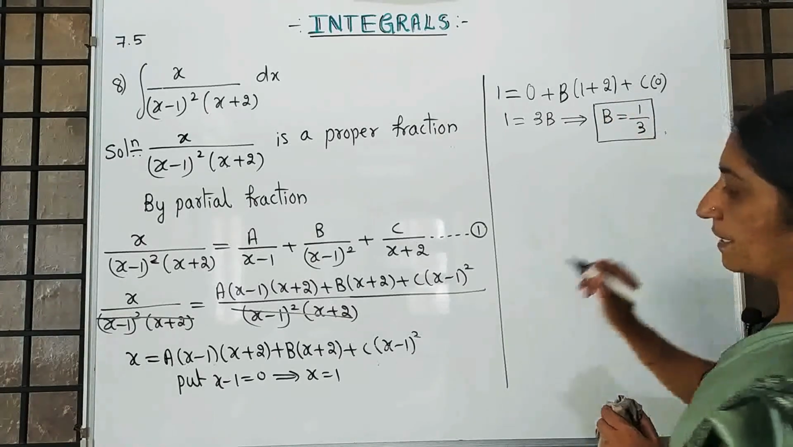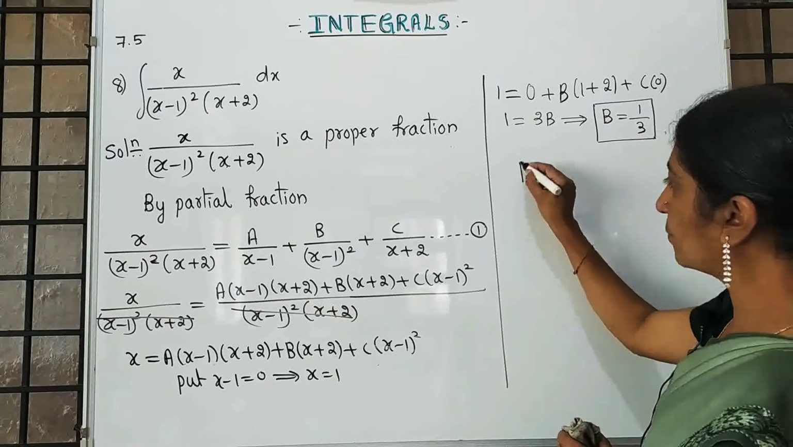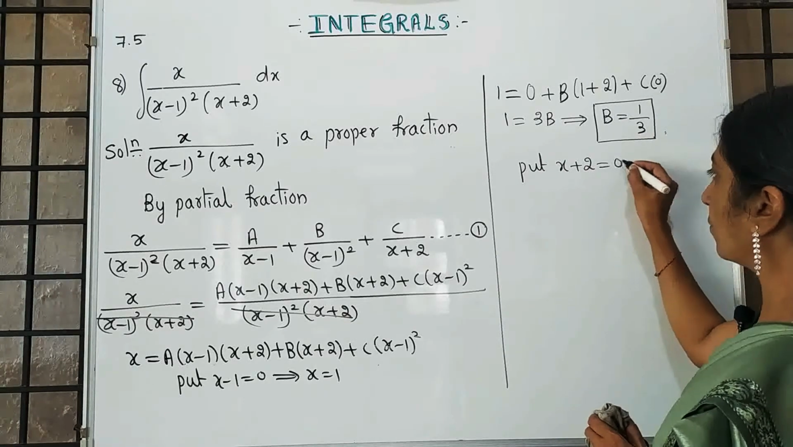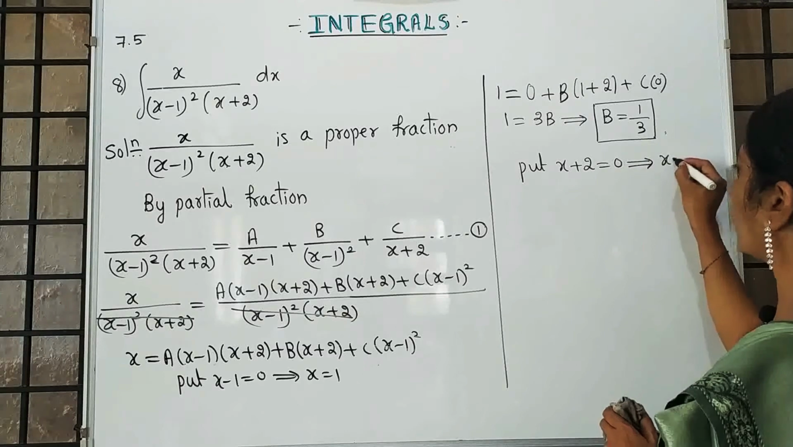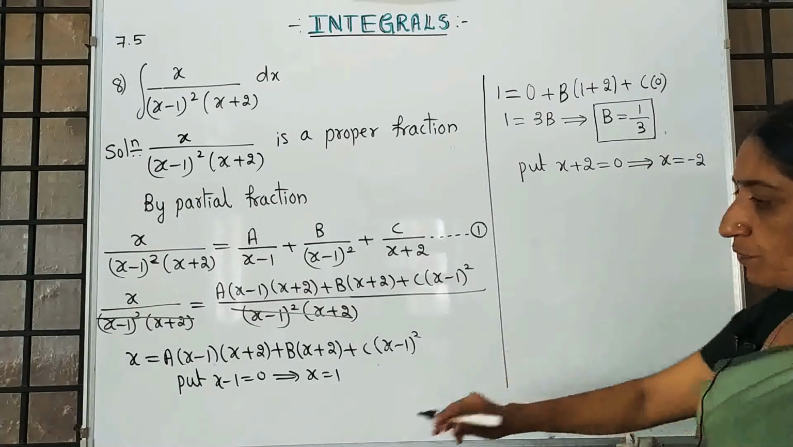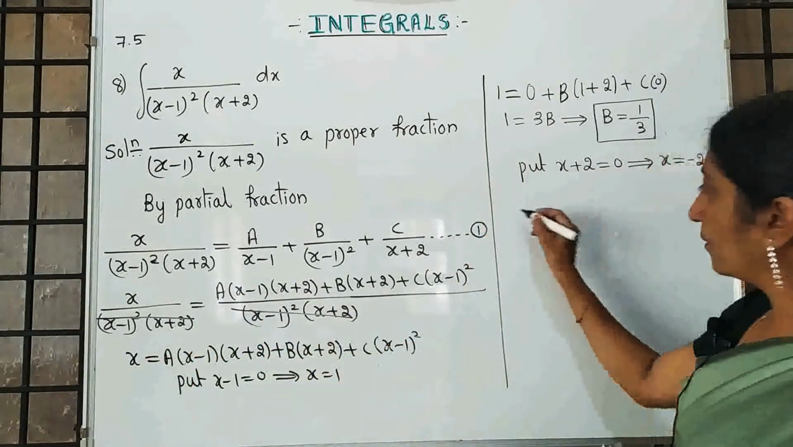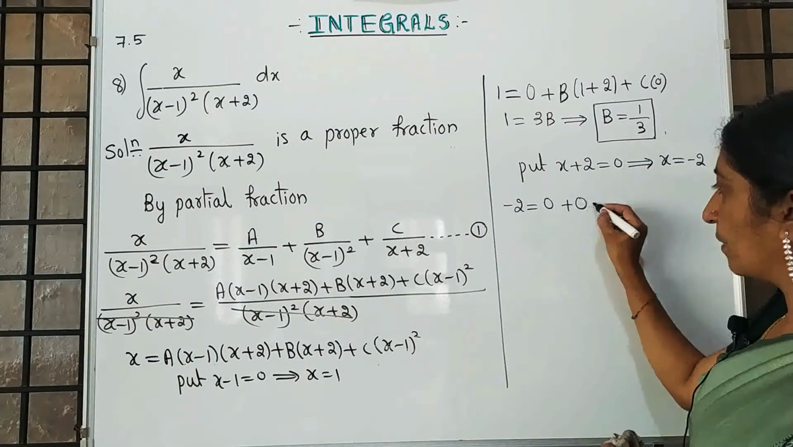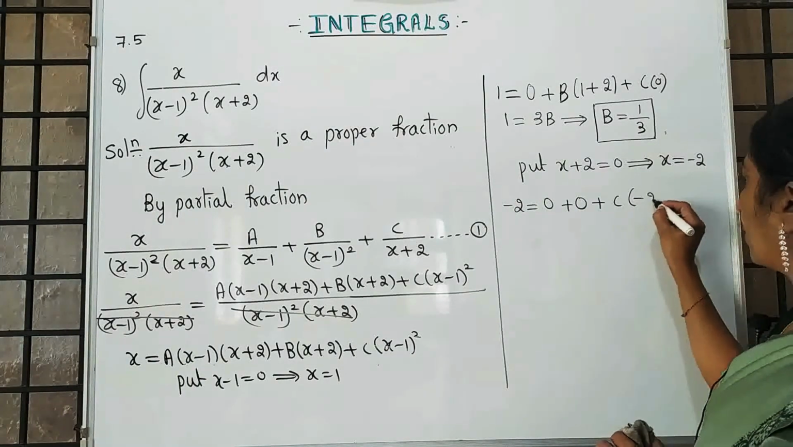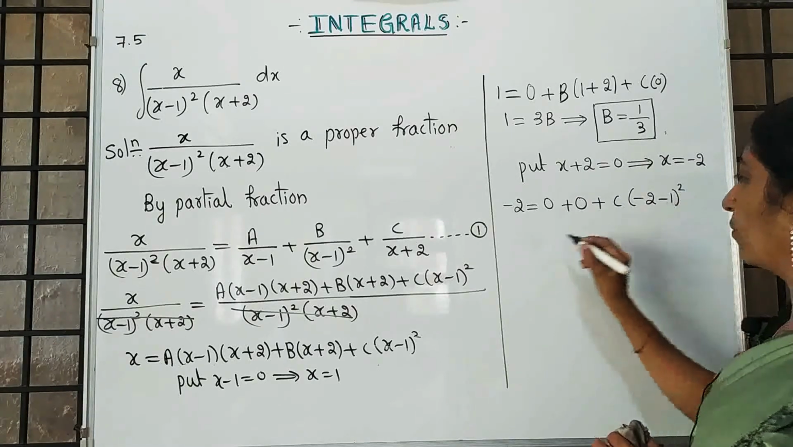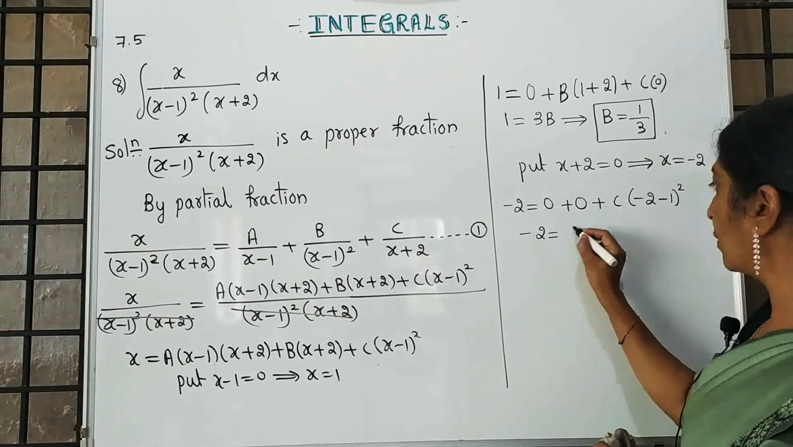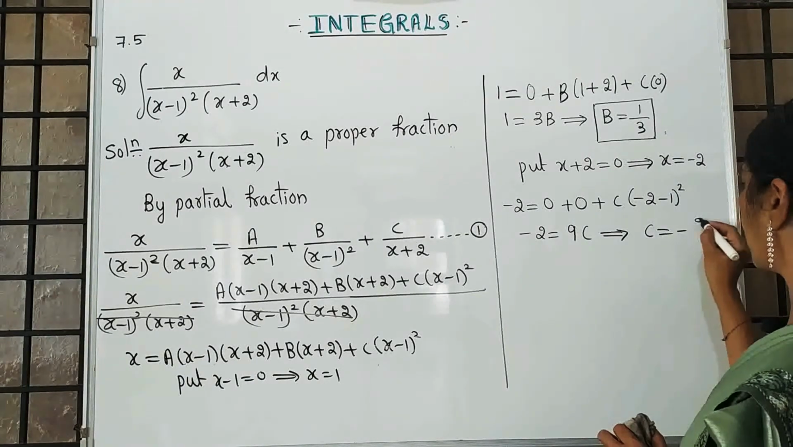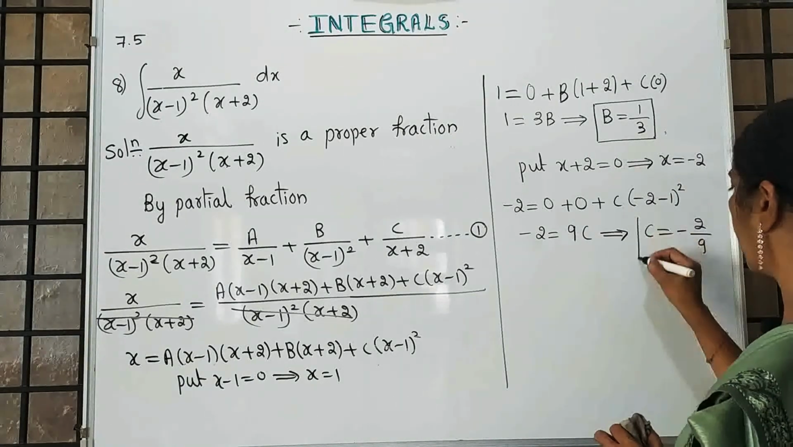Take the next linear is x plus 2. Put x plus 2 is equal to 0, that is x is equal to minus 2. This is minus 2 with a 0, with b 0, c is minus 2 minus 1 whole square. Minus 2 is equal to 9c, implies c is equal to minus 2 by 9.